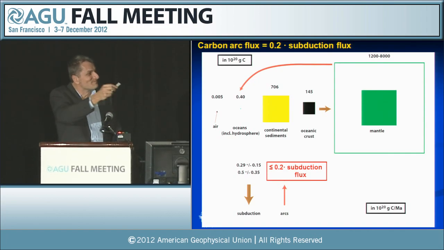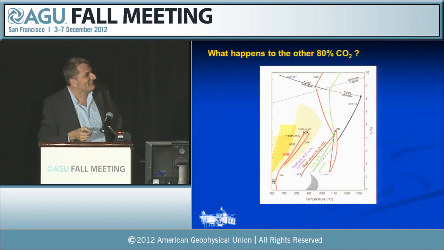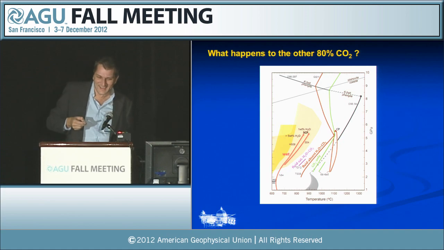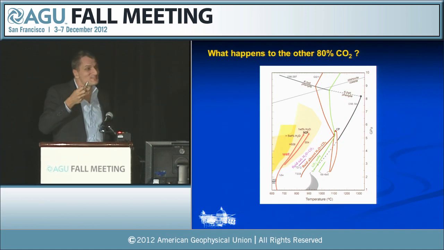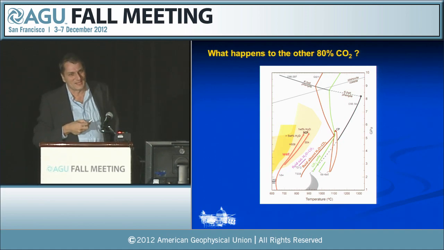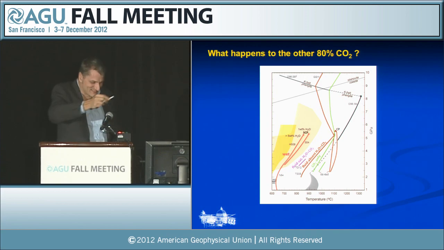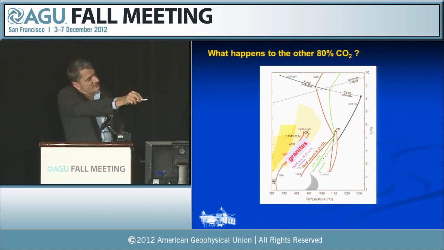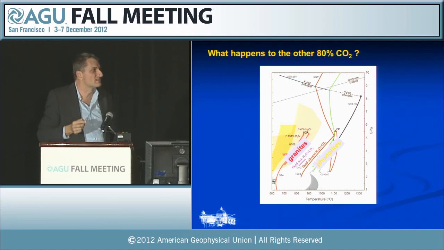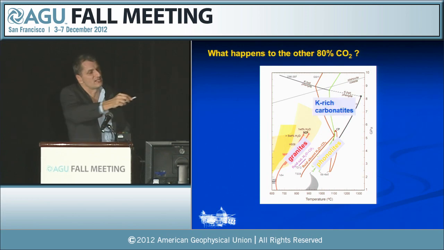So, less than 20% subduction flux. So what happens to the other 80%? 20% come out, 80% go down. And the interesting thing is, you get granites here on the wet solidus. You get phonolites if you melt with carbonate. And if you go to higher pressures, you get to carbonatites.